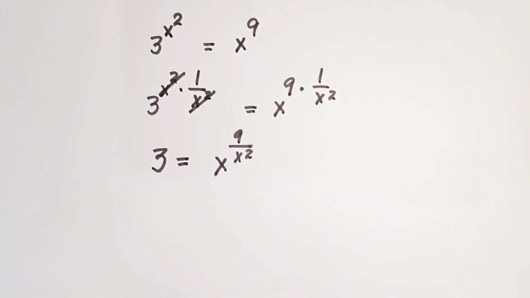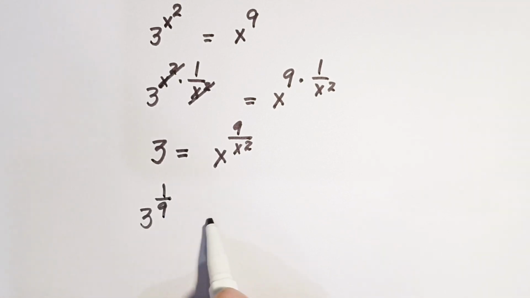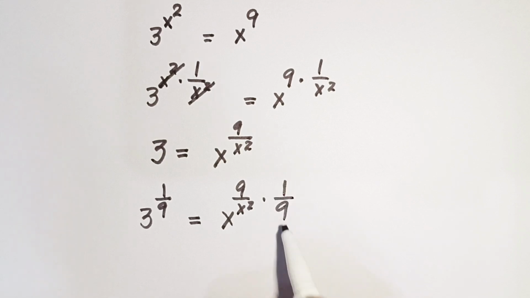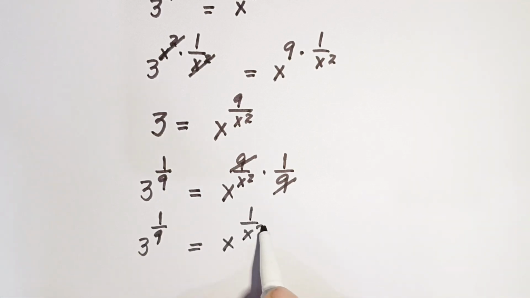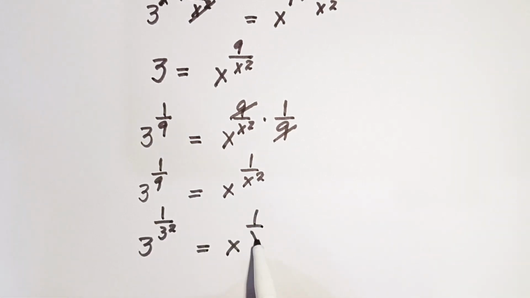So if we just multiply 1 over 9 as a power on both hand sides, on our left hand side it is 3 to the power 1 over 9. So right hand side x to the power 9 over x squared times 1 over 9. Now this 9 can be cancelled with 9, so we have 3 to the power 1 over 9 is equal to x to the power 1 over x squared. So 3 to the power 1 over 9 is actually 1 over 3 squared, since 9 is 3 squared, and x to the power 1 over x squared.